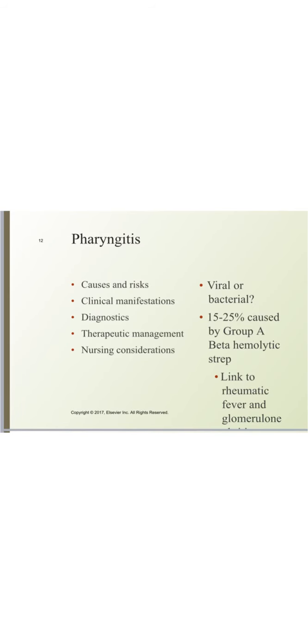Pharyngitis. So that's your sore throat. These can be viral or bacterial. Diagnosis is a nasal swab and an oral swab. That throat swab is the most important to determine if it's viral or bacterial. It's caused typically by group A beta hemolytic strep, and if that's the cause, then it's bacterial.